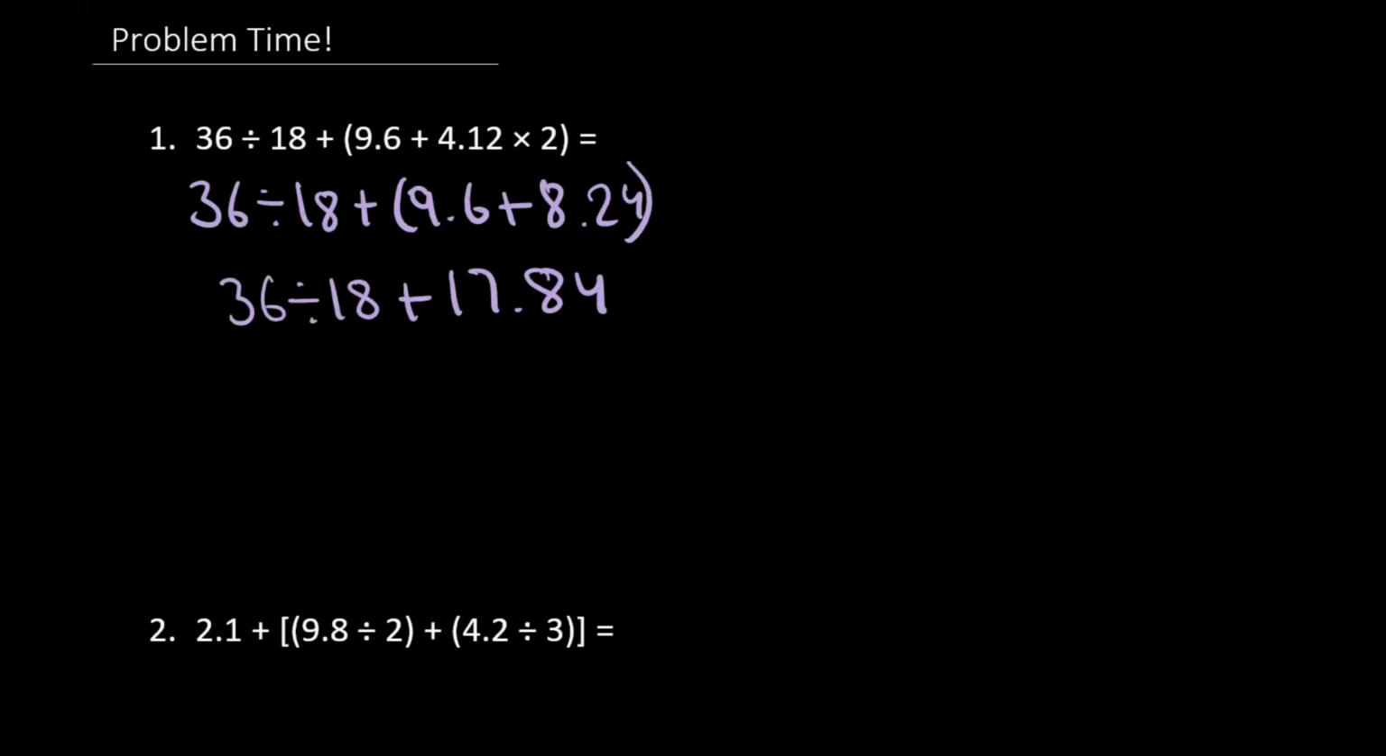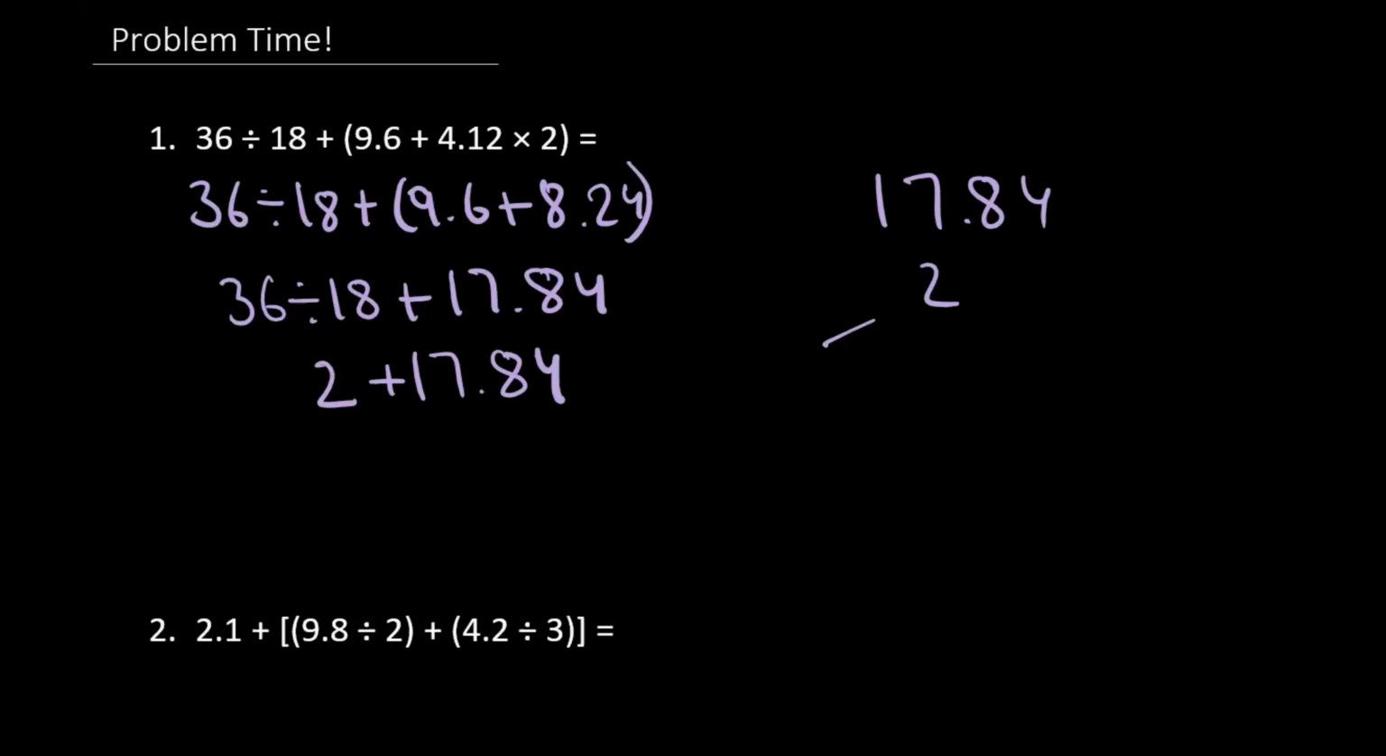So 36 divided by 18. Well, I know that 18 times 2. Okay, actually, yeah, 18 times 2 is 36. And we can even check. So 2 times 8 is 16. 2 times 1 is 2, plus 1 is 3. So my guess was right. Alright, so 36 divided by 18 would be 2. And then we'll be left with 2 plus 17.84. One more step and we'll be done and we'll get the answer.